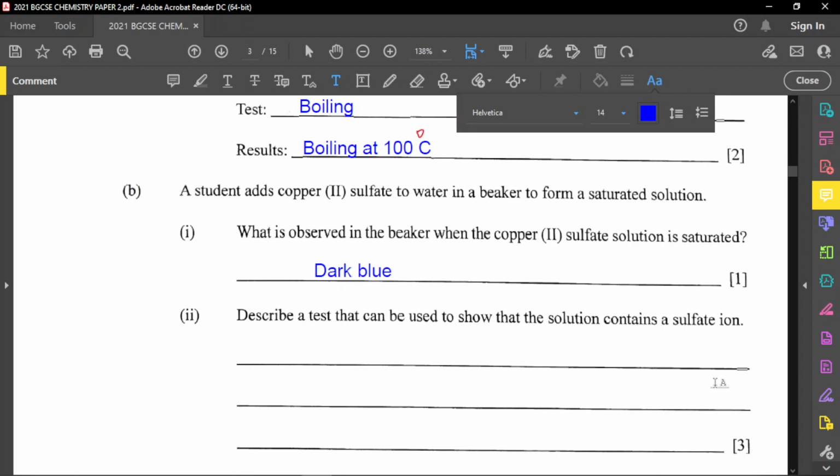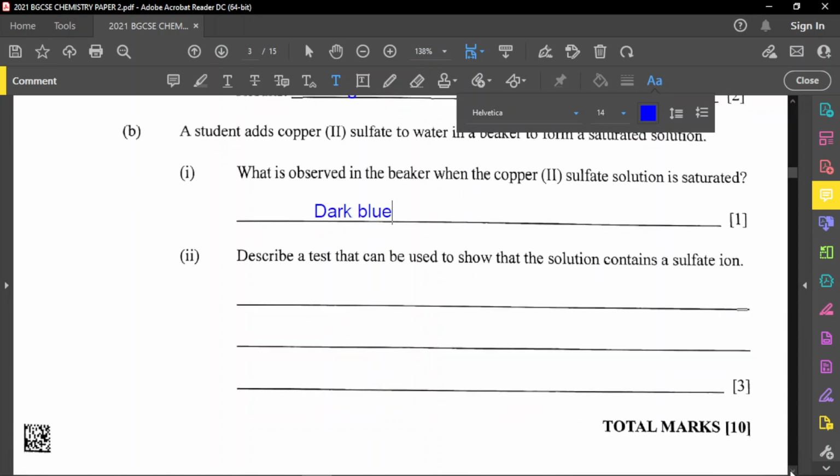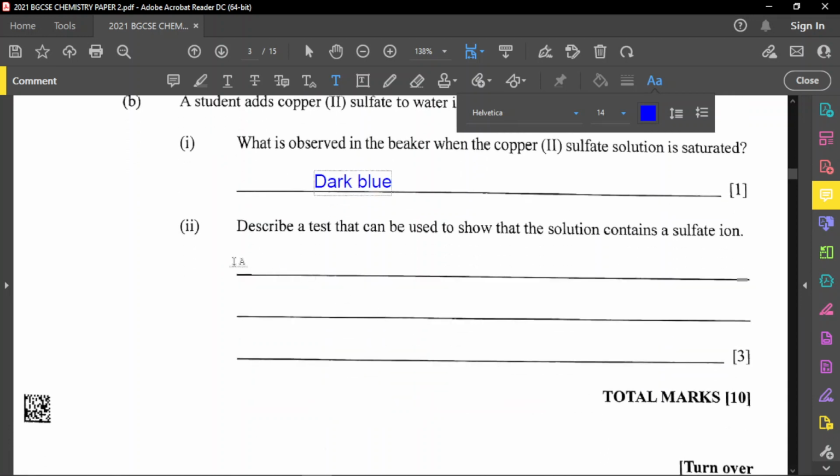Next, describe a test that can be used to show that the solution contains sulfate. So we'll talk about that. The first thing I want to do is number this. Number 1, you're going to add a few drops of HCl, and please write out the word hydrochloric acid. Do not tend to just write the formula without writing the words, especially when you're explaining. So hydrochloric acid.